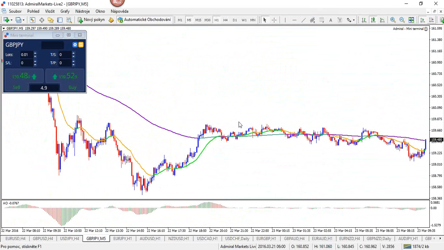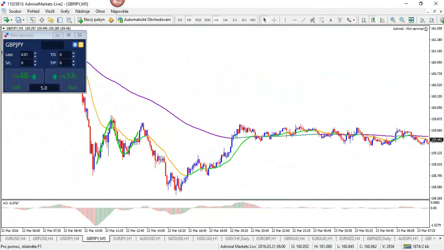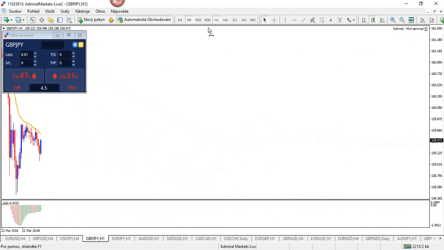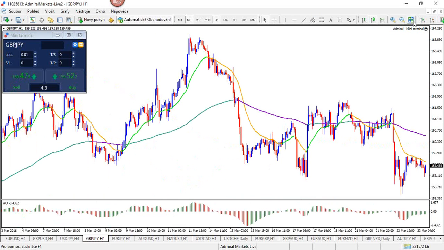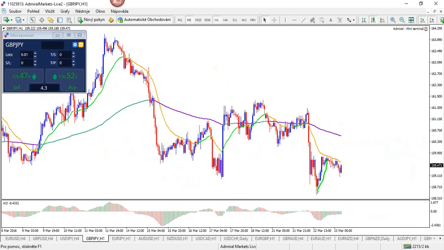All right, same kind of pattern as the pound, a three-wave correction, and then the turn and a break of this low, and then failure to continue here, and we got a bigger correction after that. All right. So price has been moving up at this moment and has gone kind of sideways like this.